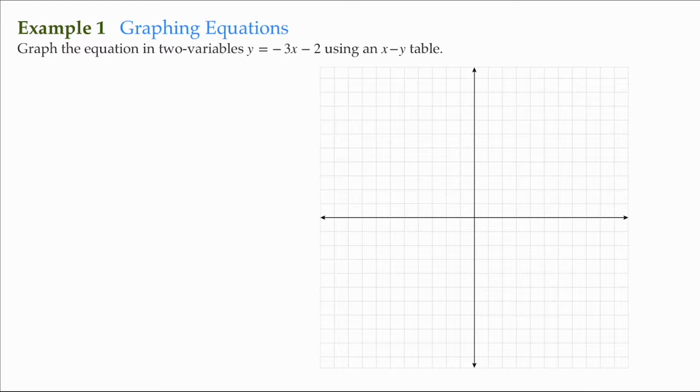So now for this example, we're going to be graphing equations. It says graph the equation in two variables, y is equal to negative 3x minus 2 using an xy table. And a couple of things here.